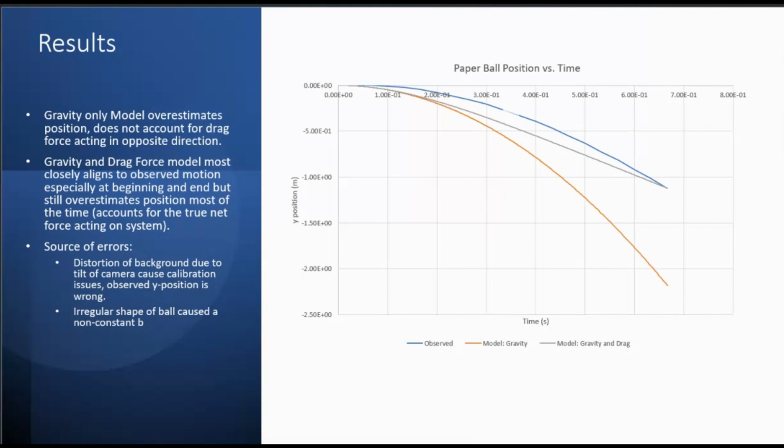The discrepancy in the observed motion in the gravity and drag force model can be attributed to the distortion of the background due to the tilt of the camera. This could cause calibration issues, so the observed y position could be wrong. Also, the irregular shape of the ball could have caused a non-constant b, so the observed net force is different than in the model.